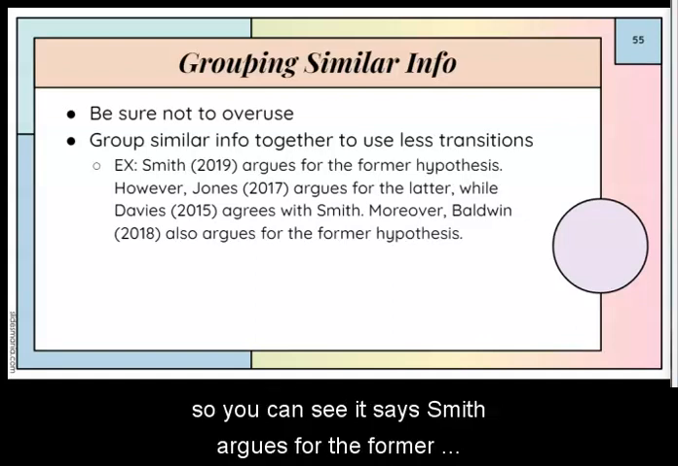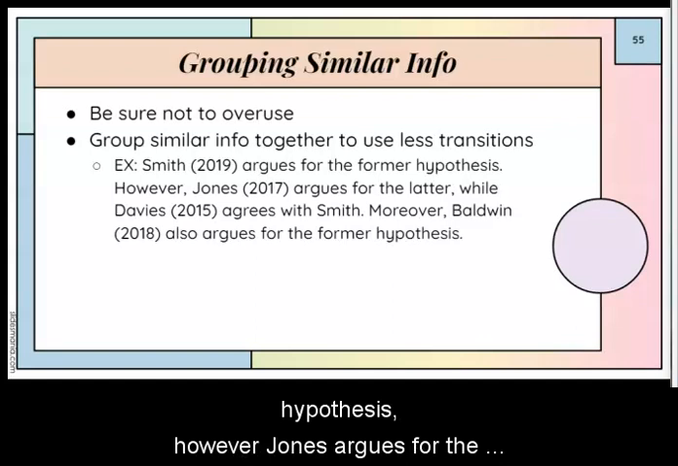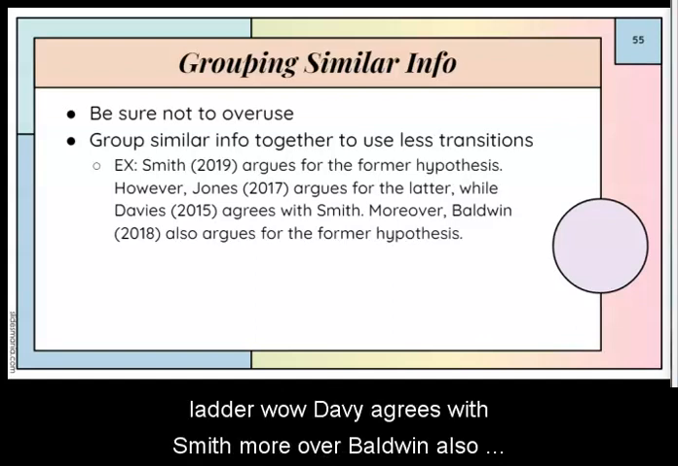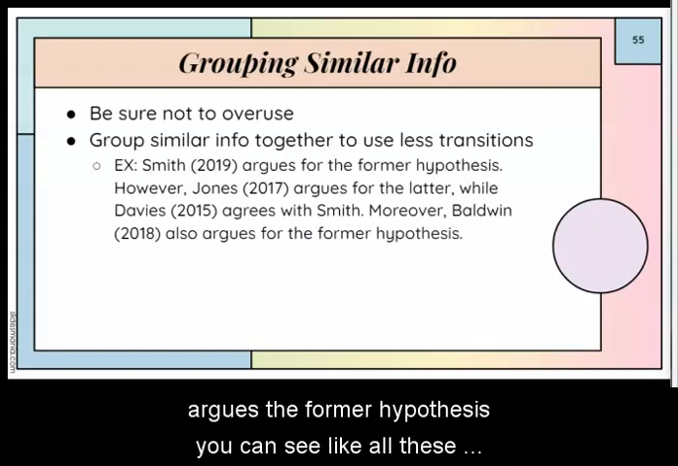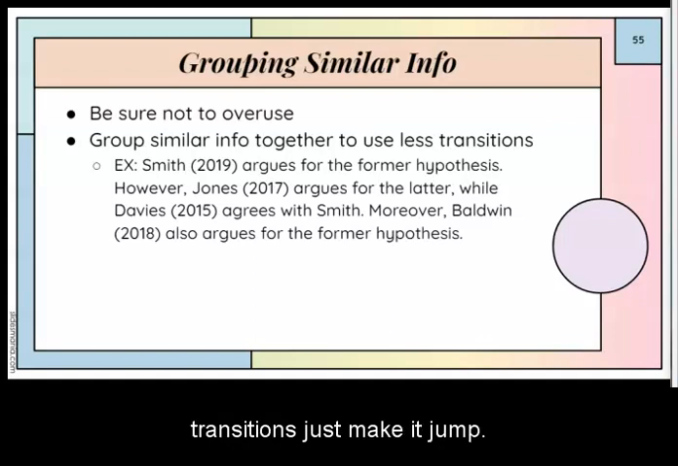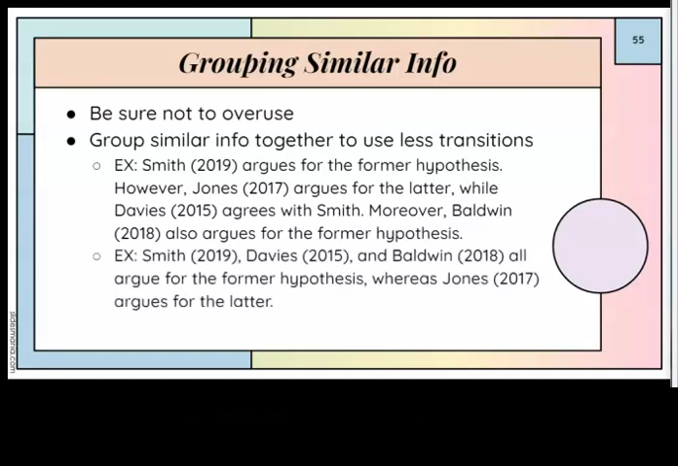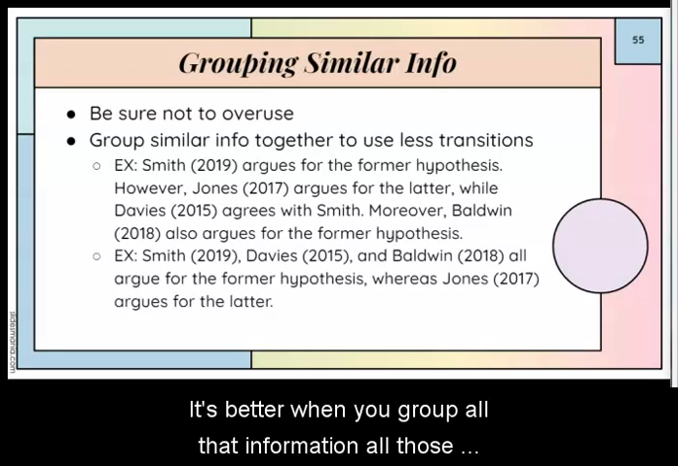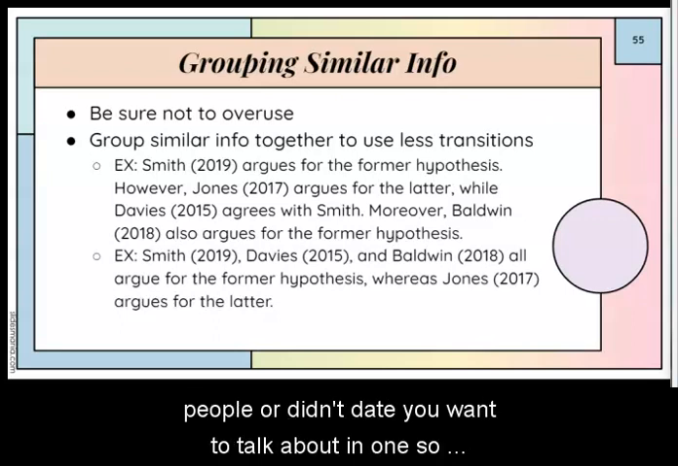So you can see it says Smith argues for the former hypothesis. However, Jones argues for the latter, while Davy agrees with Smith. Moreover, Baldwin also argues the former hypothesis. So you can see, like, all these transitions just make it jumpy. It's better when you group all that information, all those people and dates you want to talk about, in one, so you don't need all those transitions.